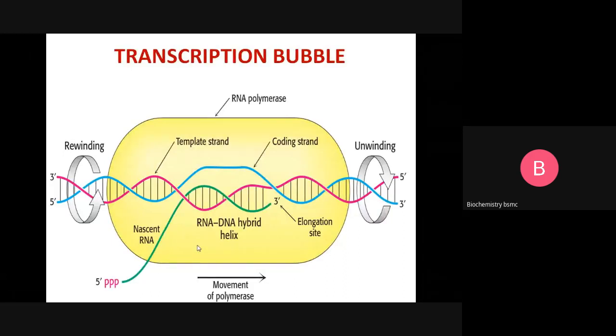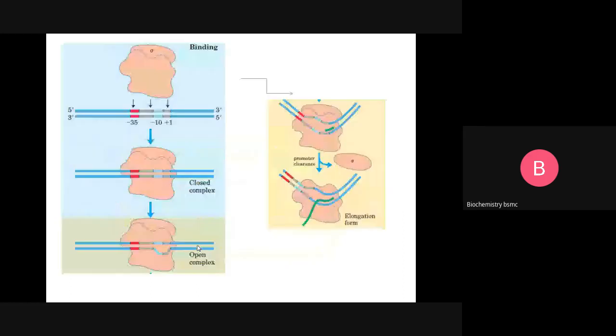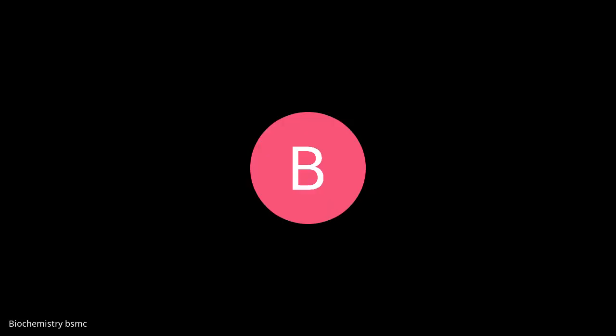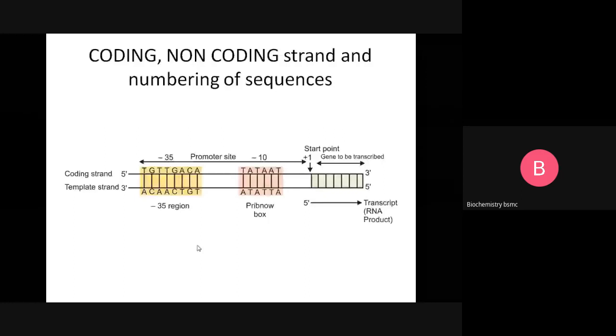So the polymerase along with this partially unwound DNA is the transcription bubble. You may be curious why there are only 17 base pairs. It is seen, going back to that diagram, that the distance between the TATA or Pribnow box and the -35 region is around 17 base pairs.